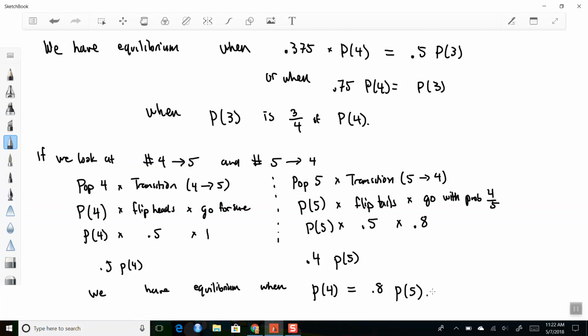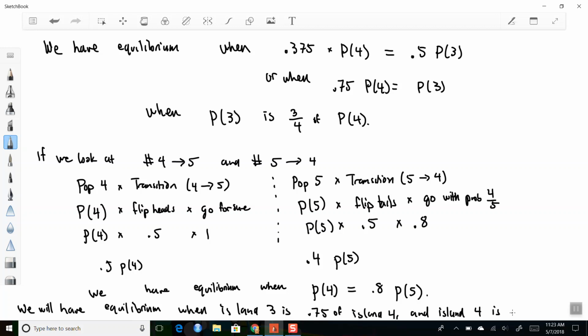So now we're establishing a relationship, and so at least for island 4, we will have equilibrium when island 3 is 0.75 of island 4, and island 4 is 0.8 of island 5. Okay, so this is achieved when island 3 has a population of 3, island 4 has a population of 4, and island 5 has a population of 5.